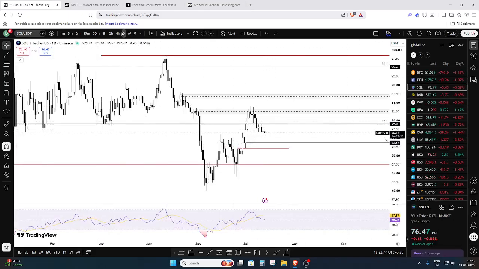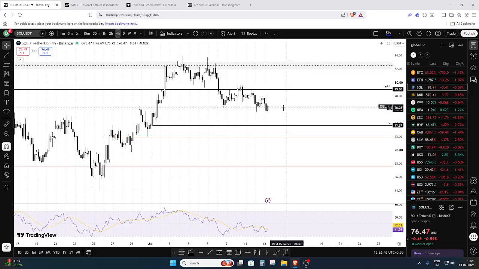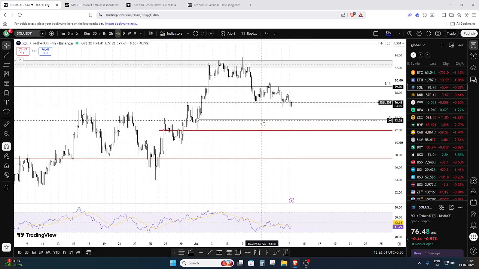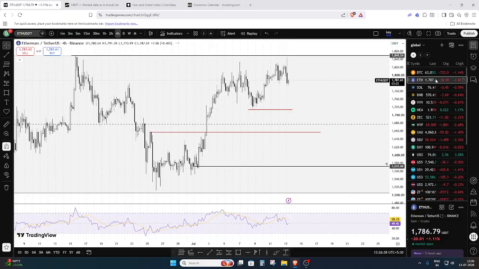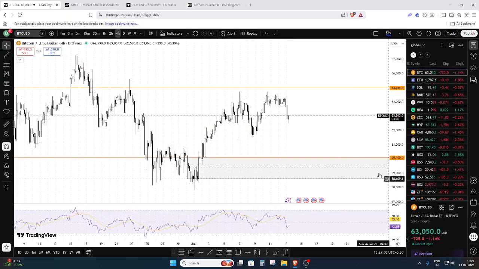So on Solana, there's nothing to do on the short side, but you can long it when it comes down to the quarterly open area, in this particular area. That's where you want to long it. And for ETH, we know where the plan is, and BTC also we know where the plan is.